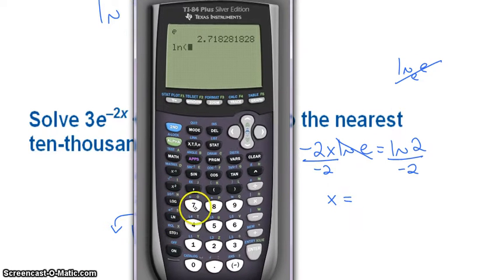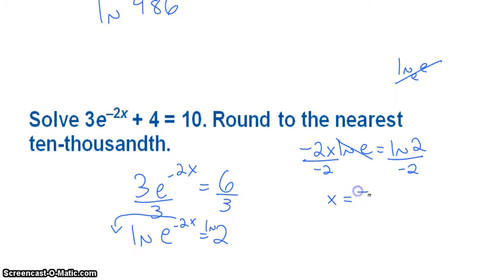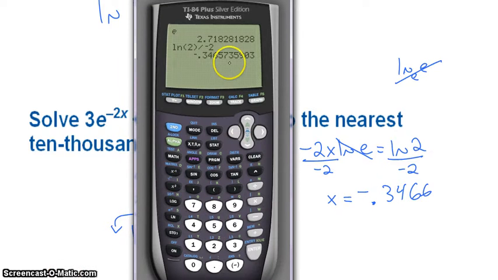So I'm going to punch in natural log of 2, close my parenthesis, divide by negative 2, and I get an answer. To the nearest 10,000th, we've got negative 0.3466, since that 5 rounds up.